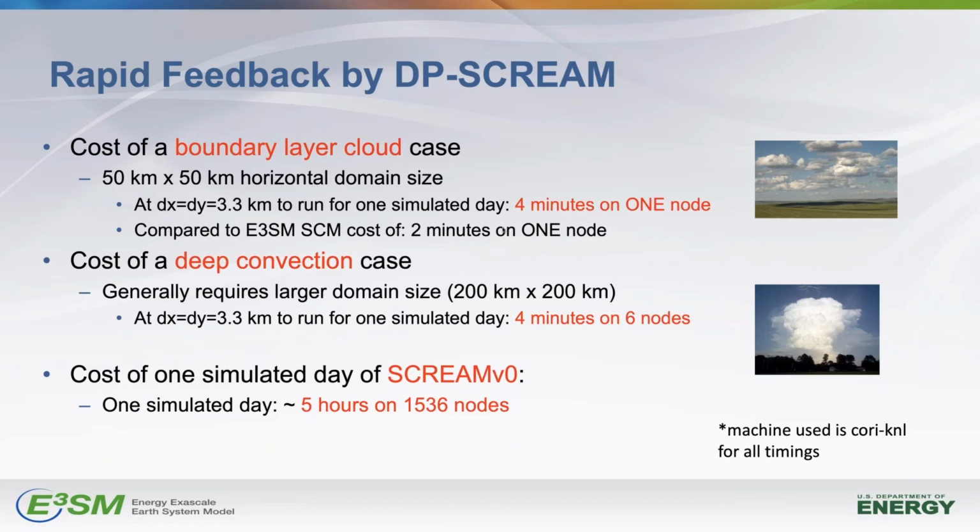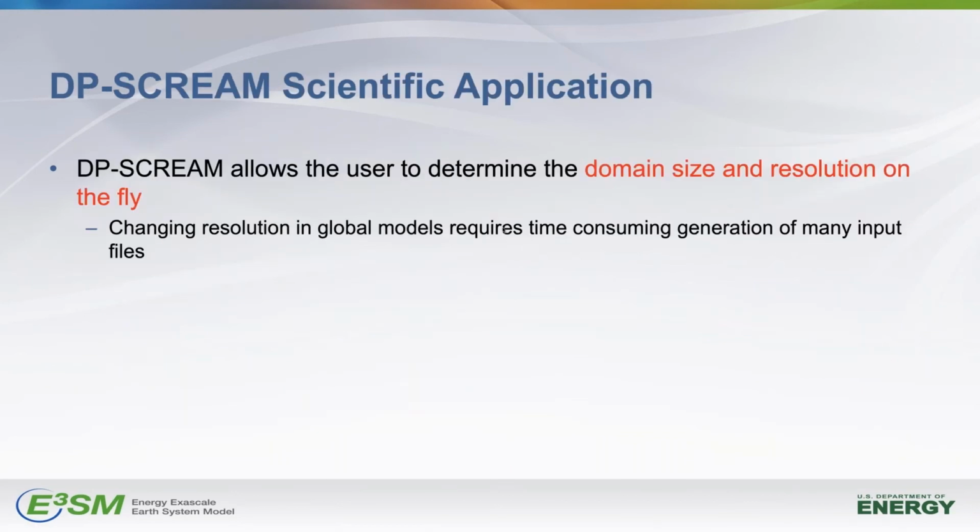Now, I want to stress that I'm not arguing that this is a replacement for the Scream global model, because there is no true substitution for that. But DP-Scream provides a valuable framework for the user if they wish to focus on a specific regime or process, or for doing debugging work without breaking the bank. A cost of 4 minutes on 6 nodes is something that virtually anyone can afford to run, and thus, in my opinion, makes running the DP-Scream code base at CRM resolutions accessible to pretty much anybody.